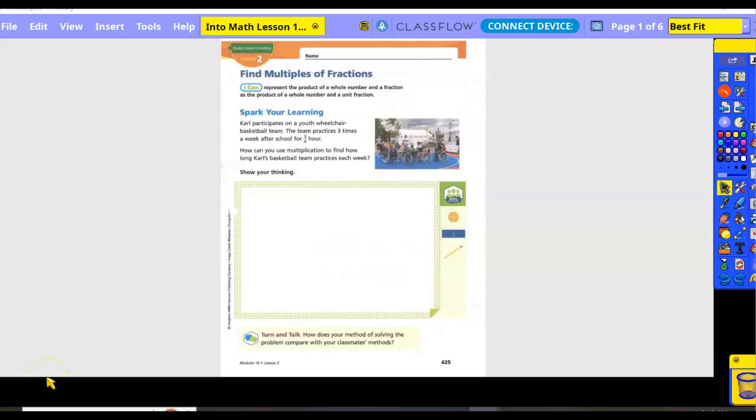Fourth grade instant math lesson 16.2. Find multiples of fractions. I can represent the product of a whole number and a fraction as the product of a whole number and a unit fraction.